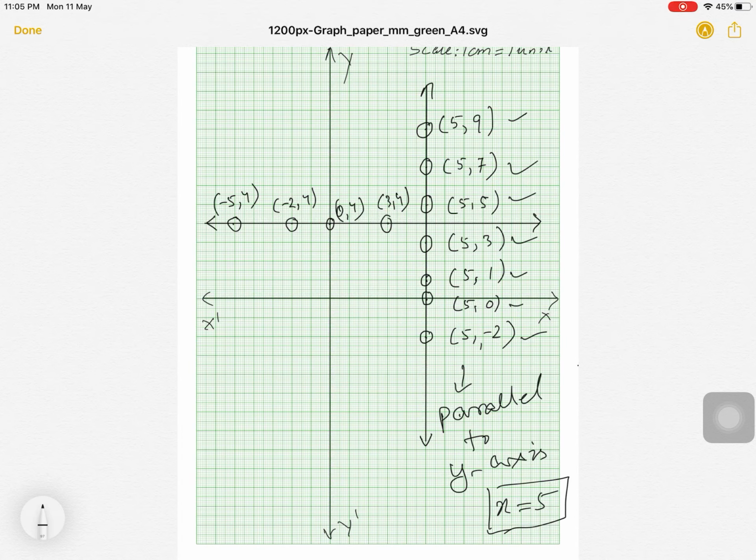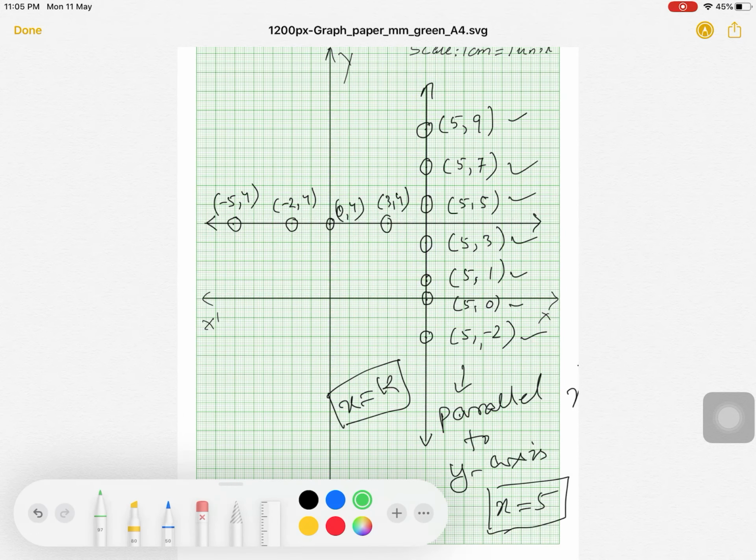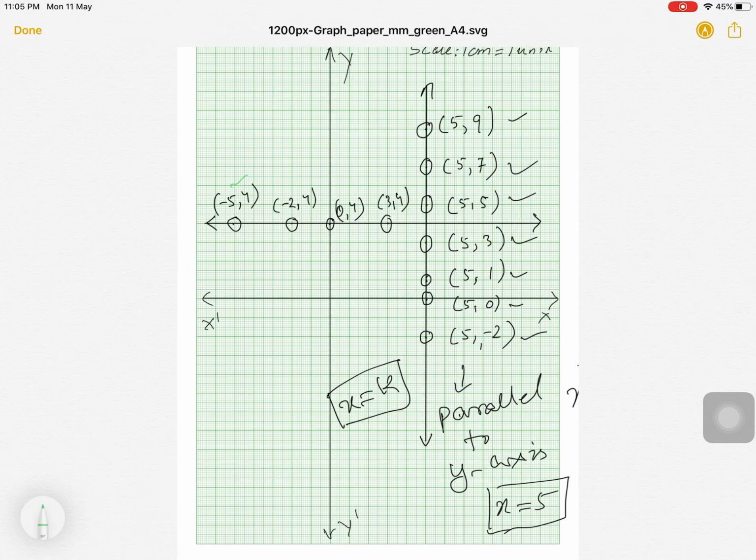So if I take this as a common representation, then I can write the equation for which the line will be parallel to the y axis as x equal to k. x equal to k. This is the line parallel to the y axis. Similarly, if I look at the other line, okay, in the other line I have (minus 5, 4), (minus 2, 4), (0, 4), (3, 4).